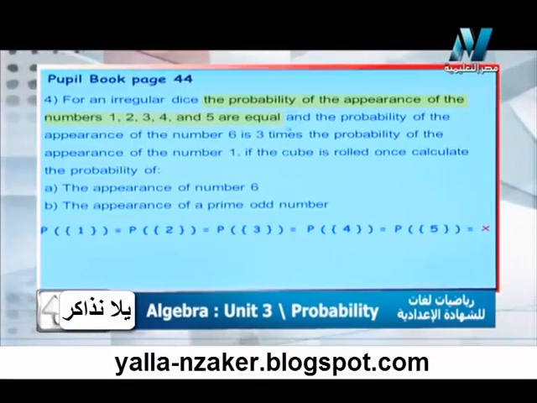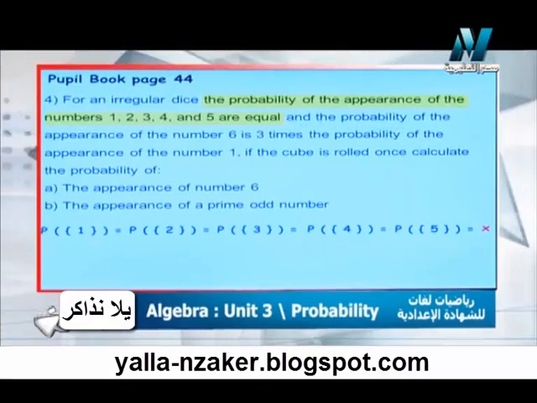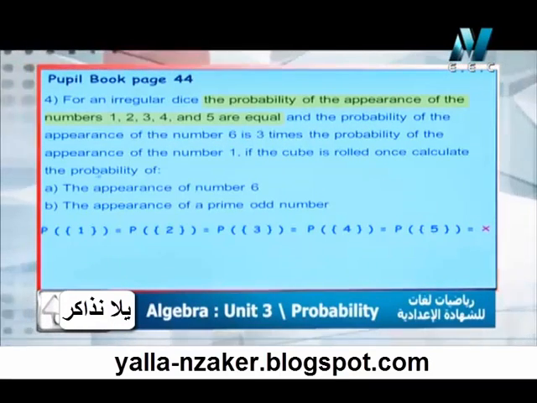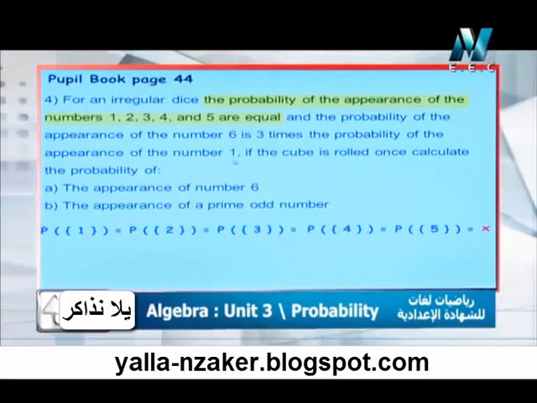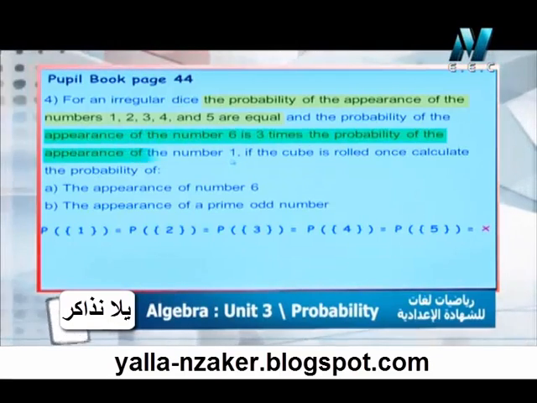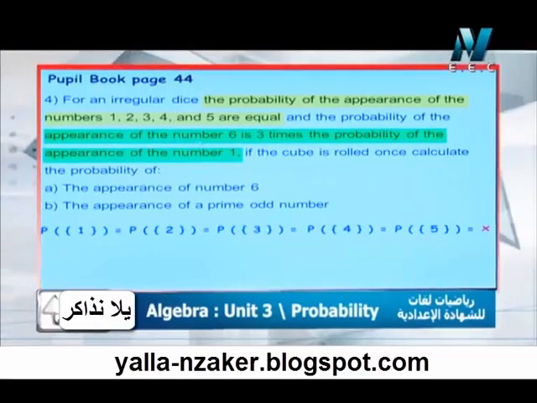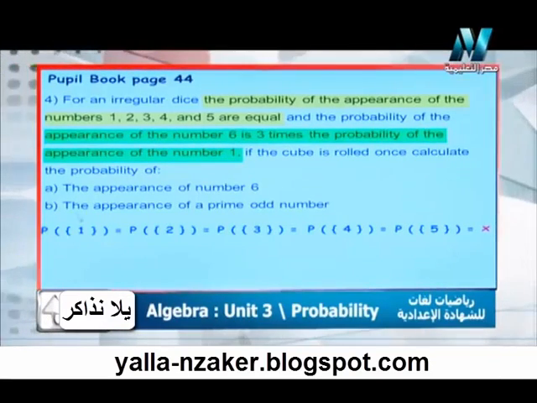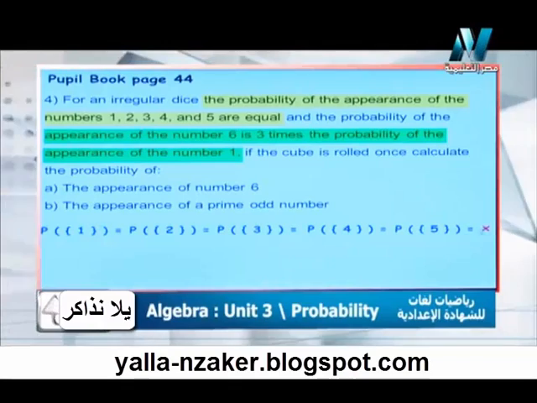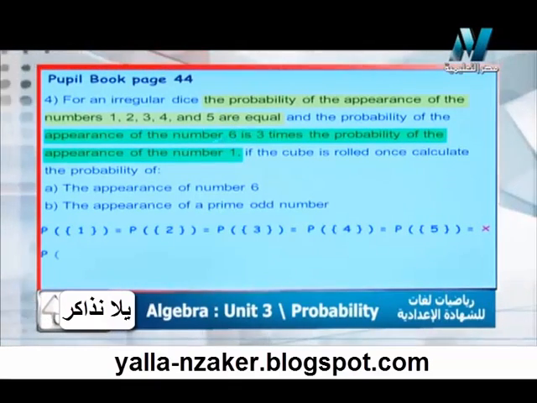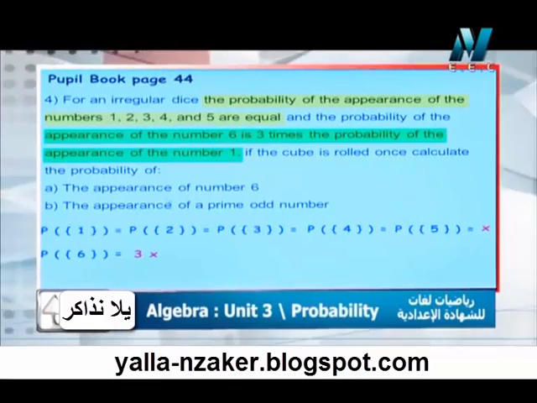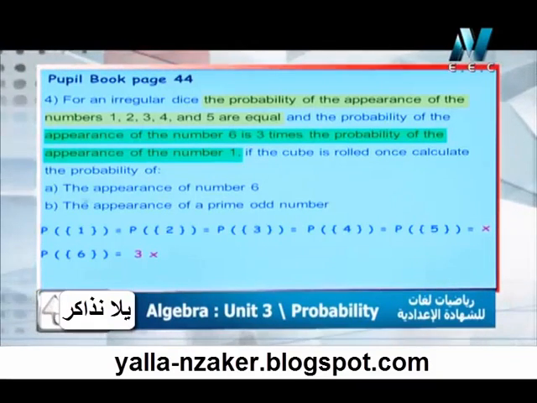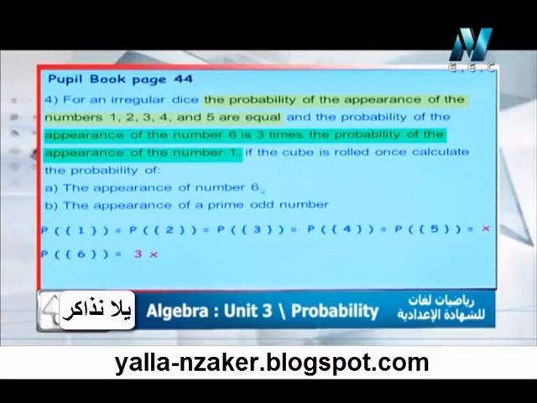Let's continue the question. And the probability of appearance of the number 6 is 3 times the probability of appearance of the number 1. Again, the probability of the number 6 is 3 times the probability of the number 1. What's the probability of number 1? We called it x. So what's the probability of 6? It's 3x. If the cube is rolled once, calculate the probability of appearance of the number 6.